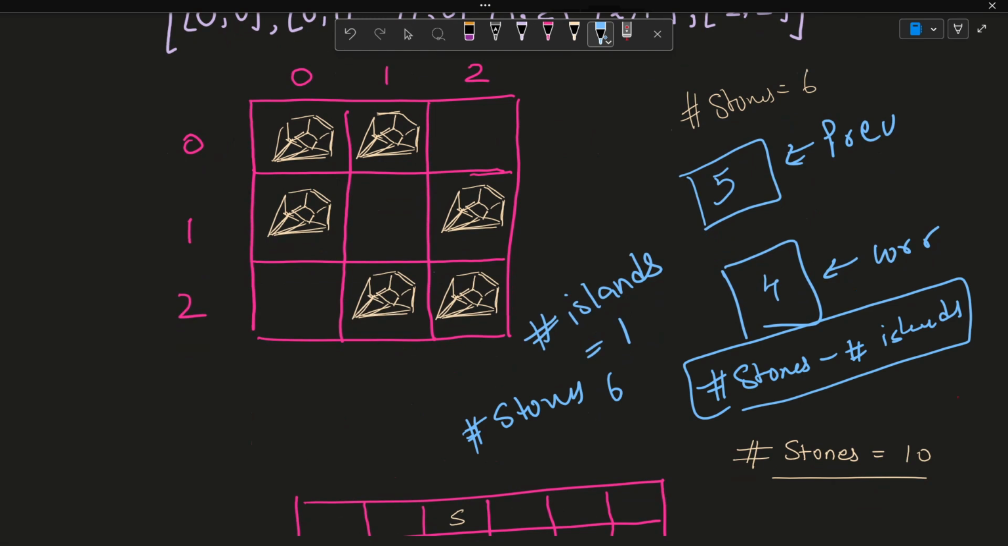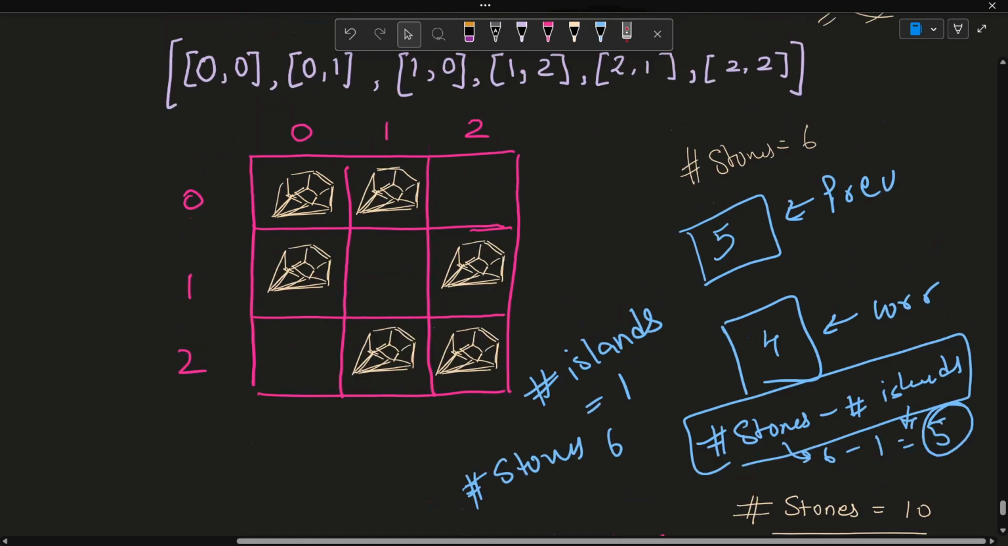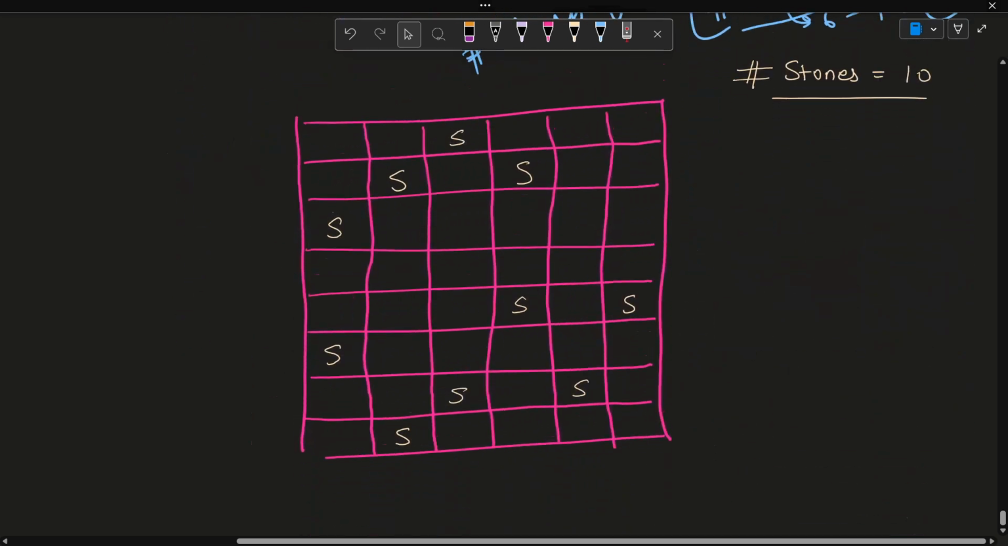If you see, the number of stones is 6, the number of islands is 1, and if you subtract this, you get 5, and that is your answer, right? So I hope you get the idea. And now we'll do the same thing in this test case as well.